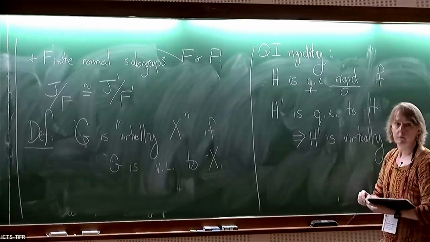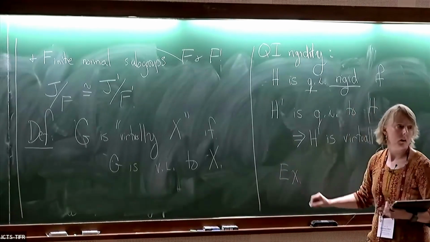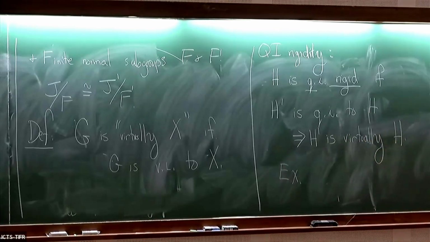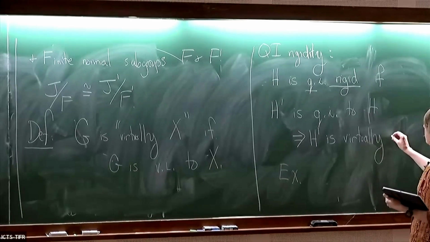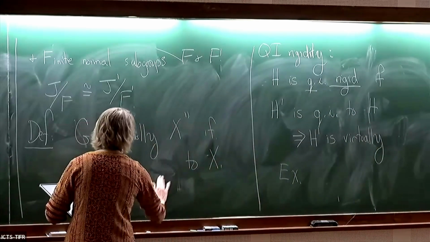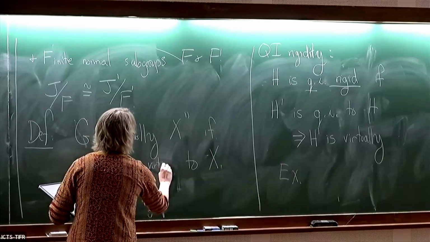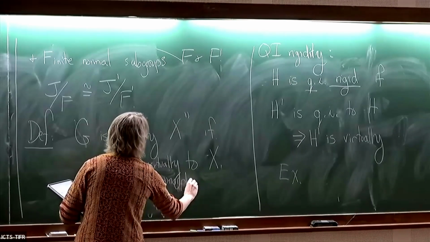Okay, so we had some examples. Anybody remember the examples? I said, and then I said, I'll tell you what QI is later. No examples? Virtually isomorphic to X, yes. This means virtually isomorphic. Yeah, thank you. Let me write that down. Is virtually isomorphic to X.